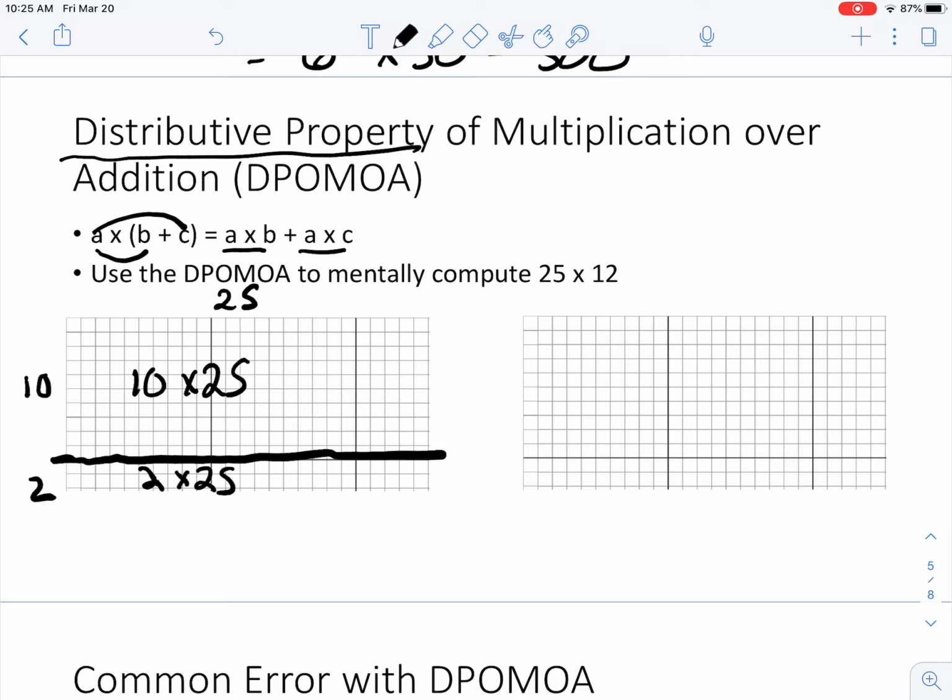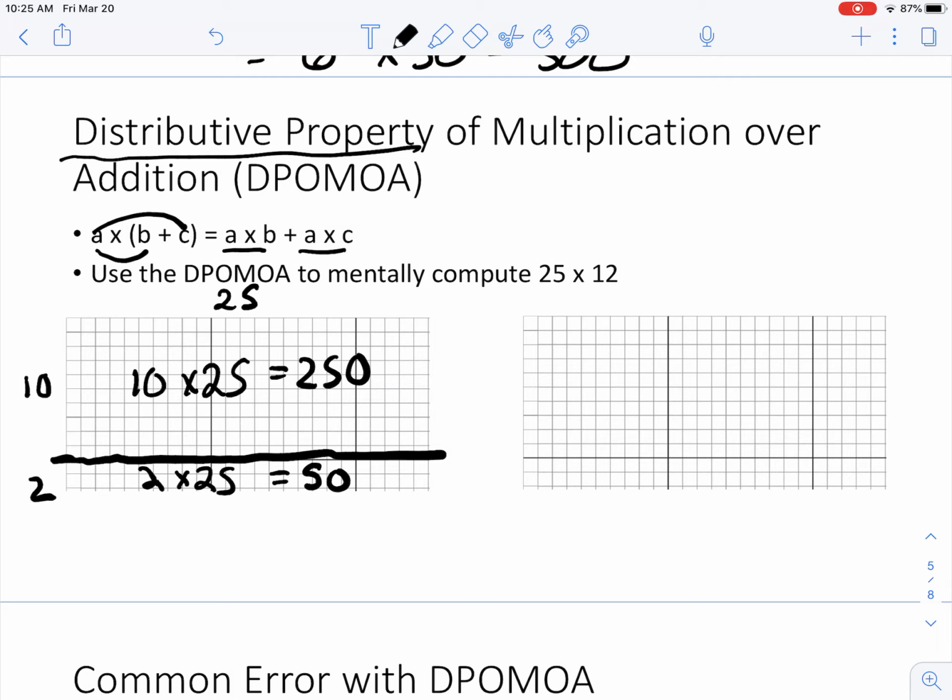So here when I think about this, I might say, well, 25 times 12 is the same as 25 times 10 and 25 times 2. That and is my plus. 25 times 10 is 250. 25 times 2 is 50. Combine those, and I'll have a total of 300.